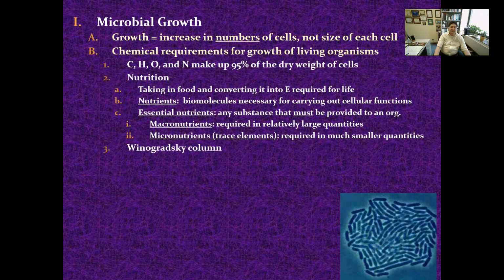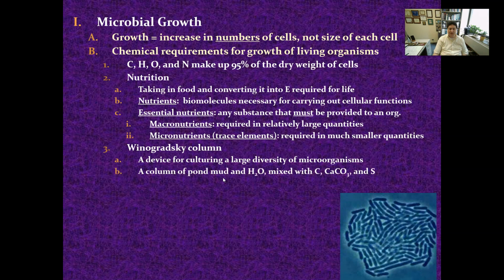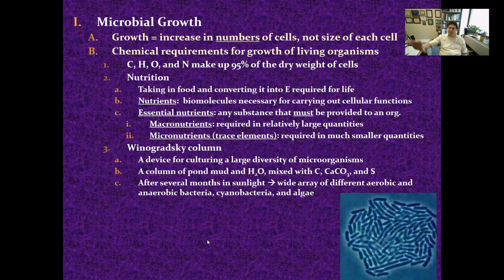Now, one of the interesting things that we can do with microorganisms is look at how they perform metabolism and what they're doing with nutrients. And one way to visualize that is with a device called a Winogradsky column. This is a device where we can culture a wide diversity of microorganisms. Basically, you put in a tube a column of mud from, say, the bottom of a pond or a wetland somewhere. Mix that with some water, some calcium carbonate, and a little bit of sulfur. And then you let that sit in the window, in the sun, for several months.